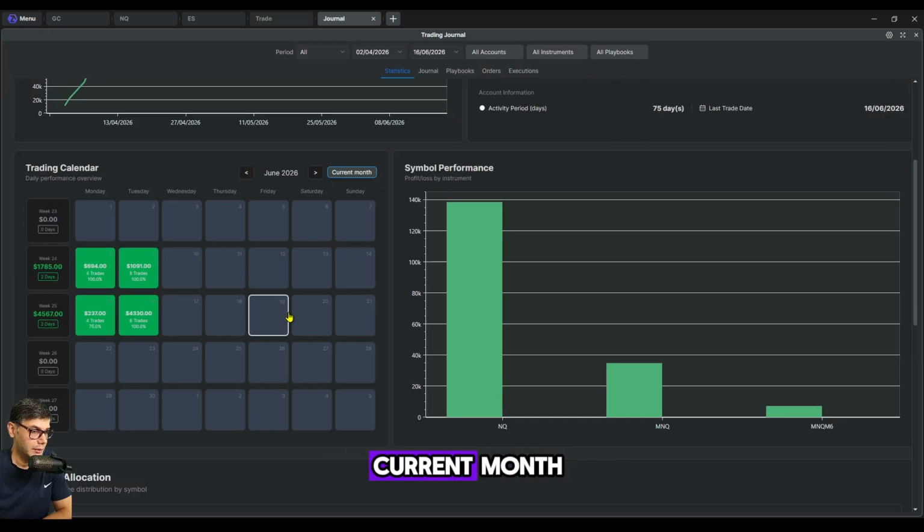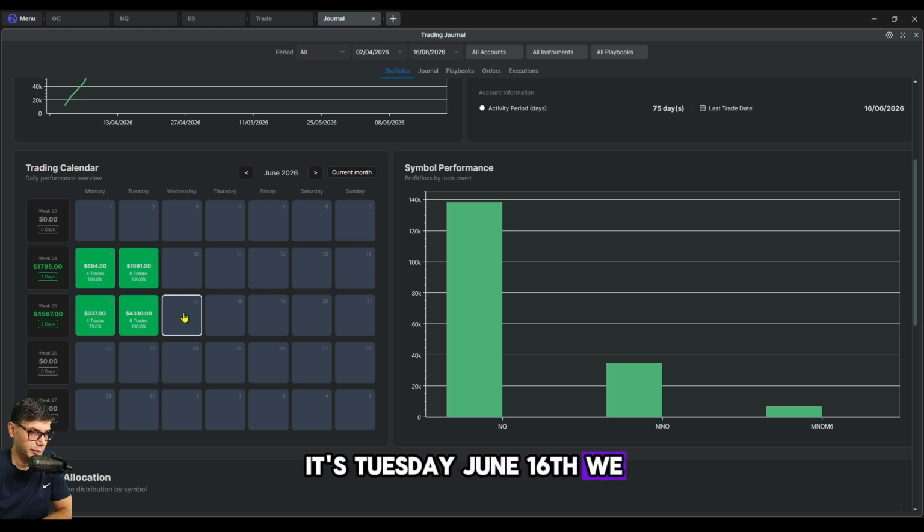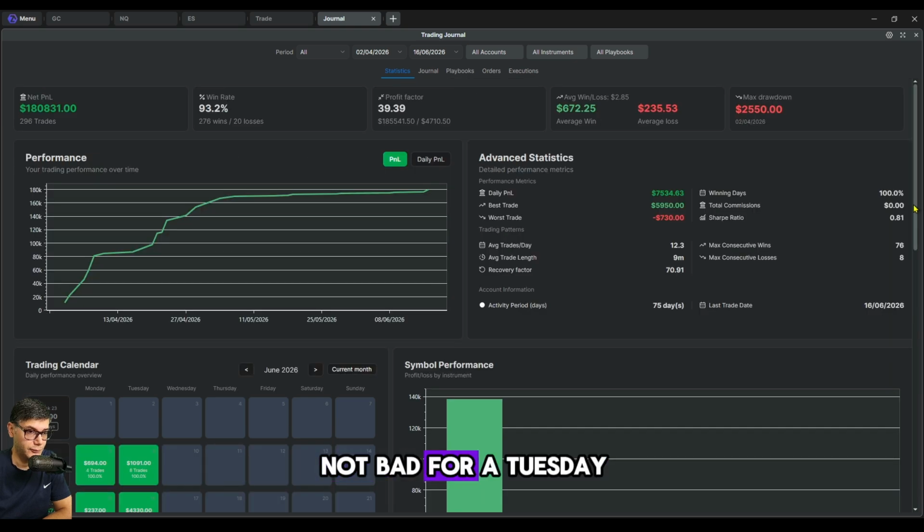So here's the current month. I did not trade much on this account. Here it's Tuesday, June 16. We closed with 6 trades, 100% win rate, $4,300. Not bad for a Tuesday.